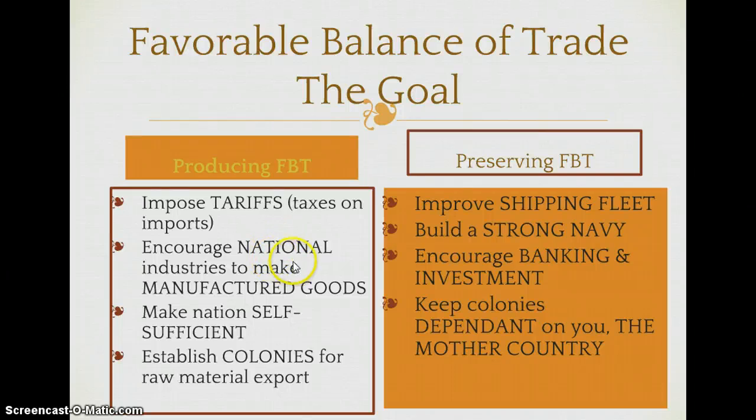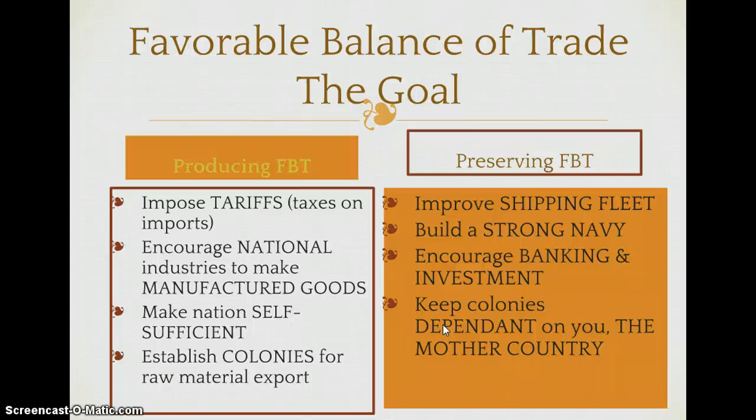They would encourage, since they don't want to buy French cloth, the English, national industries to make manufactured goods. They also would set up these industries and other things to make the nation self-sufficient. And this is where the colonies come in. The colonies then would provide the raw materials to sell to other countries. Okay, so how do you keep the balance? How do you preserve the favorable balance of trade in your favor?